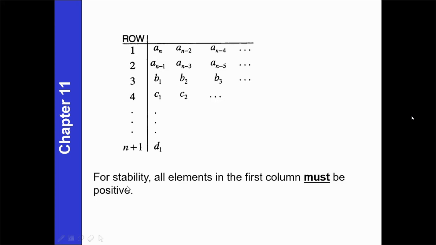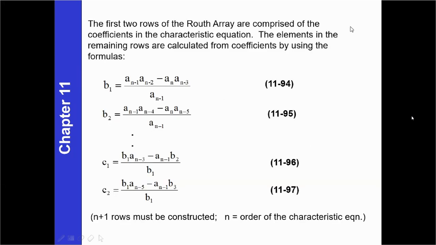For stability, all elements in the first column of the Routh array must be positive. The first two rows of the Routh array are comprised of the coefficients in the characteristic equation, and the elements in the remaining rows are calculated from these coefficients using the formulas here: b1 equals this, b2, and so on. The n plus 1 rows must be constructed, where n is the order of the characteristic equation.